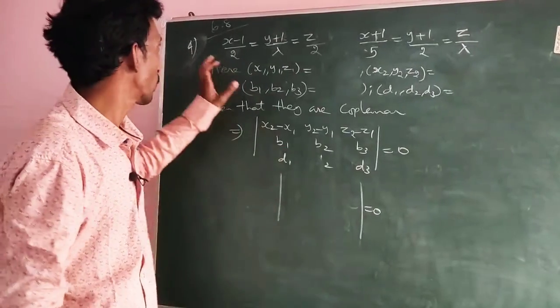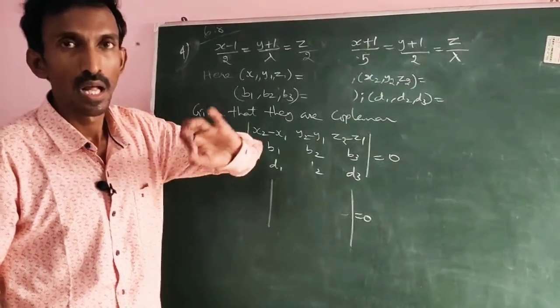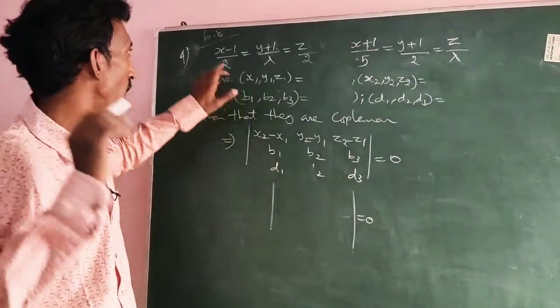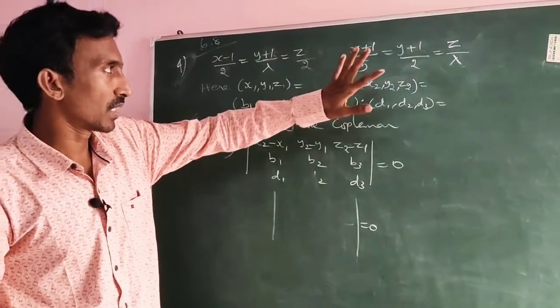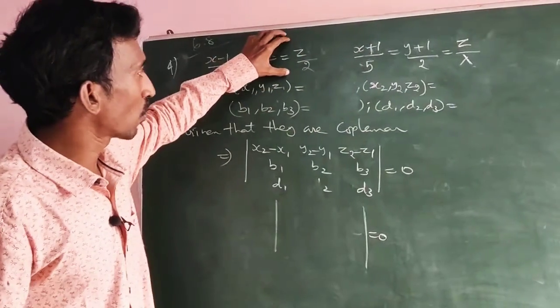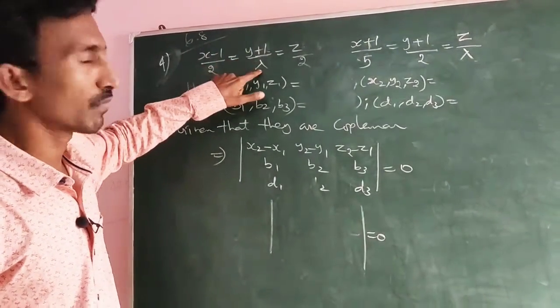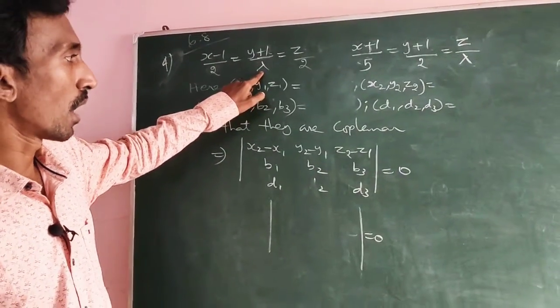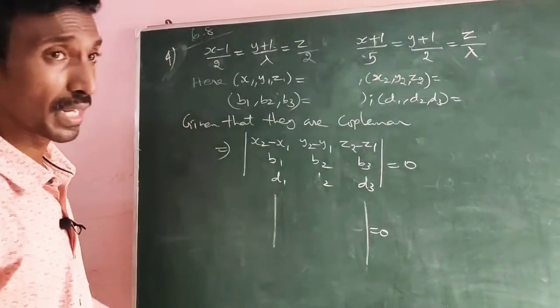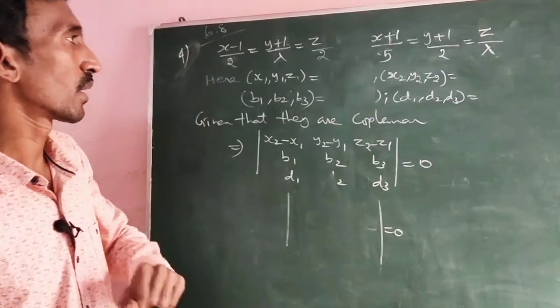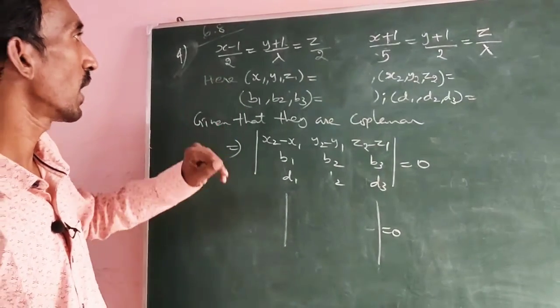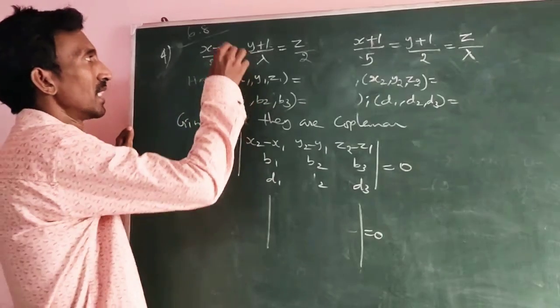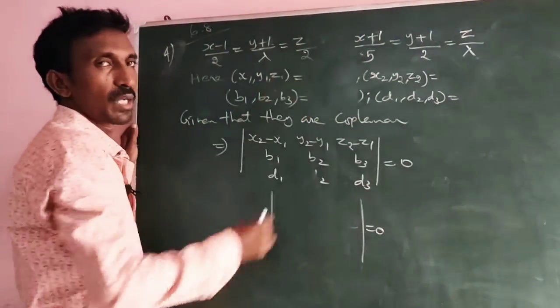So the last question, question number 4 in exercise 6.8. As in the previous question, the third question, the two straight lines are given in Cartesian form. If they are coplanar, find the value of lambda and also the equations of the plane containing these two lines. Plane equations plural, so we are going to get 2 equations maybe.